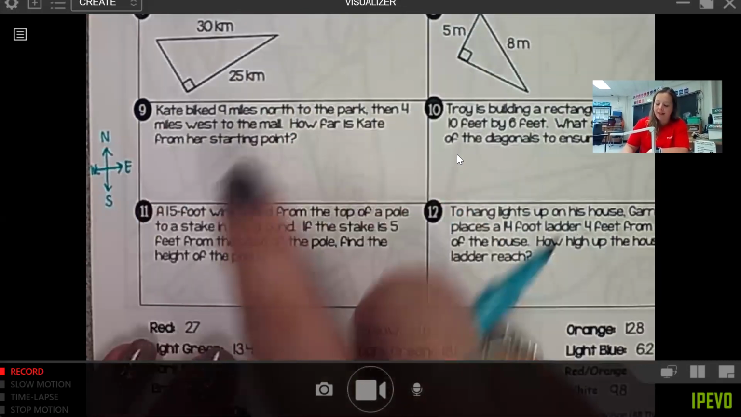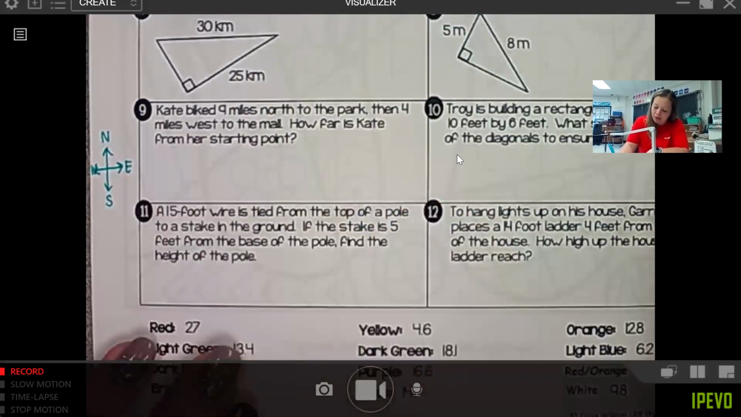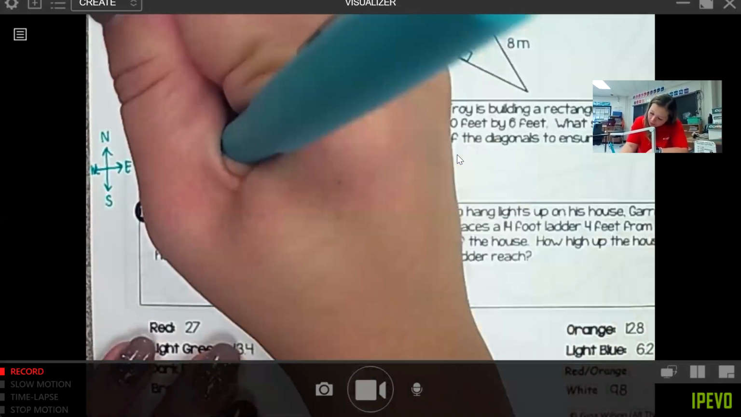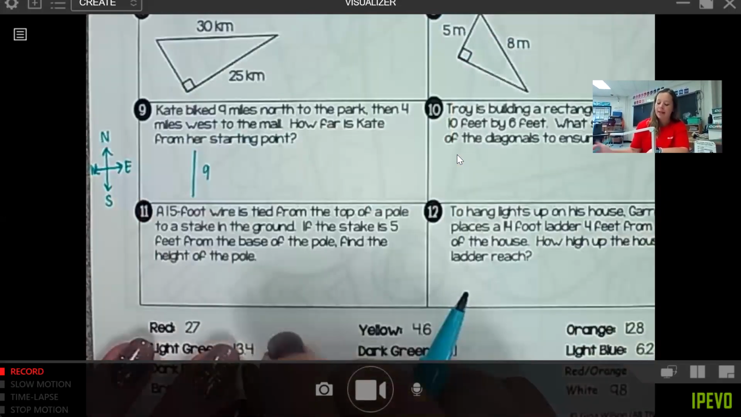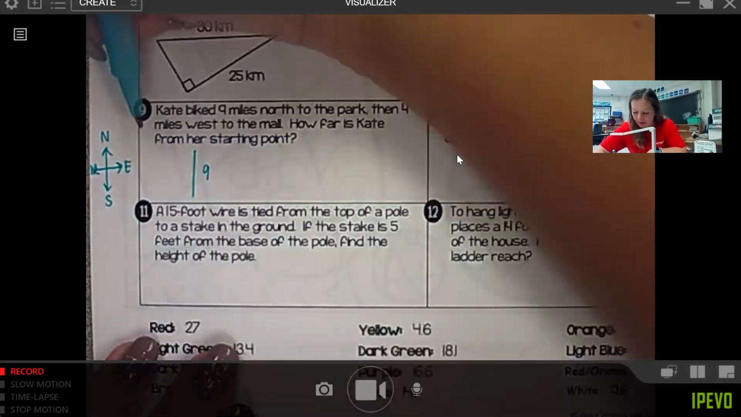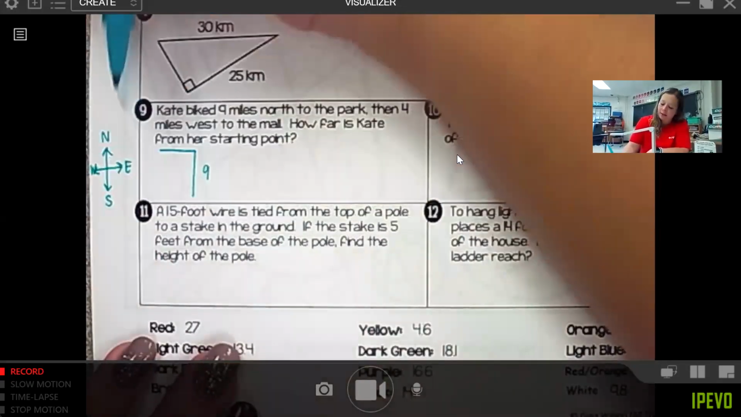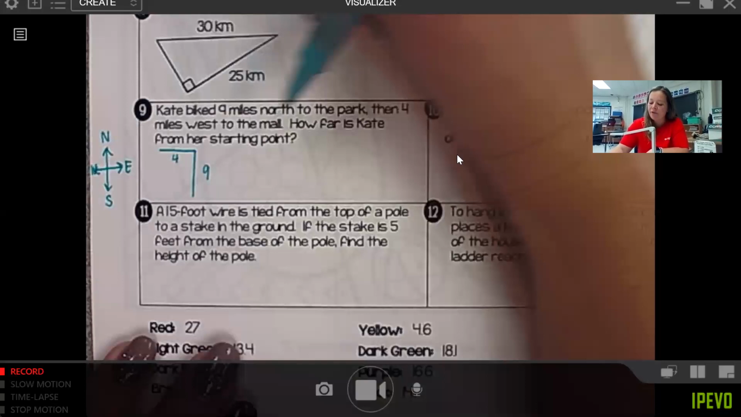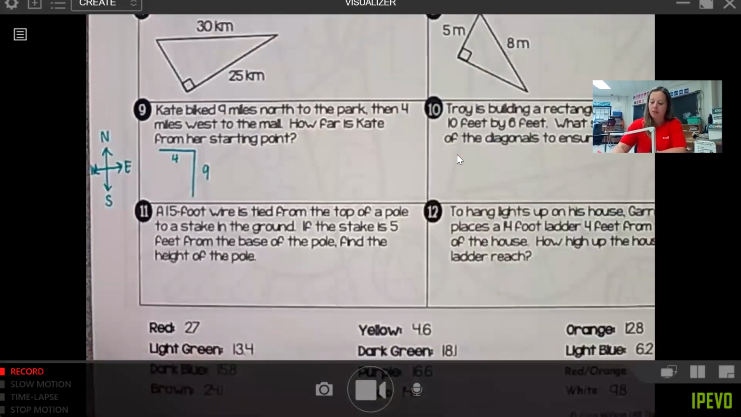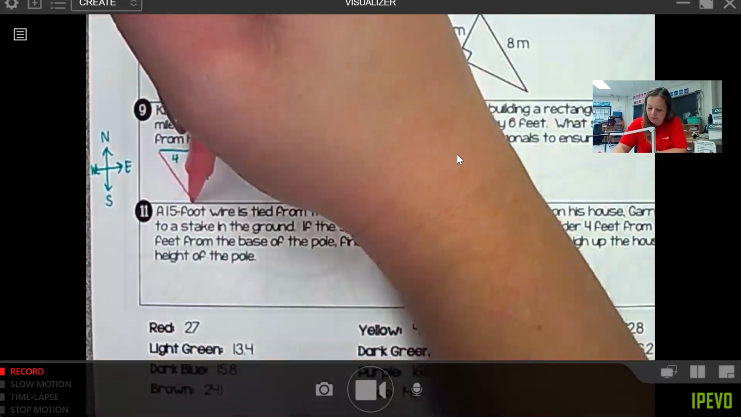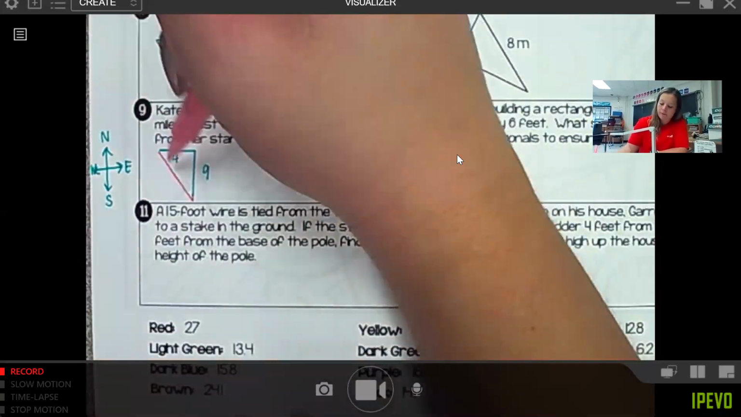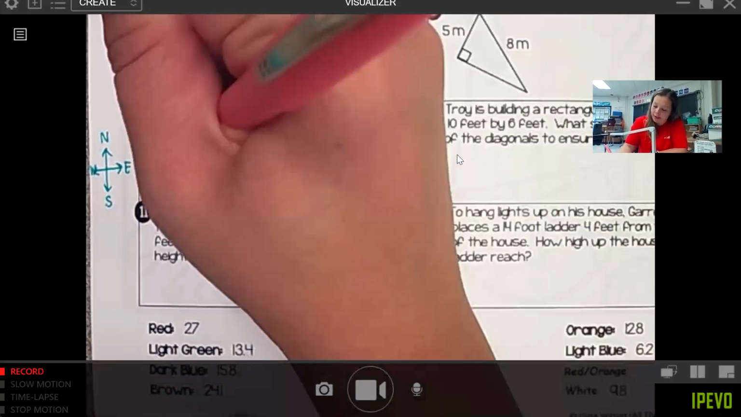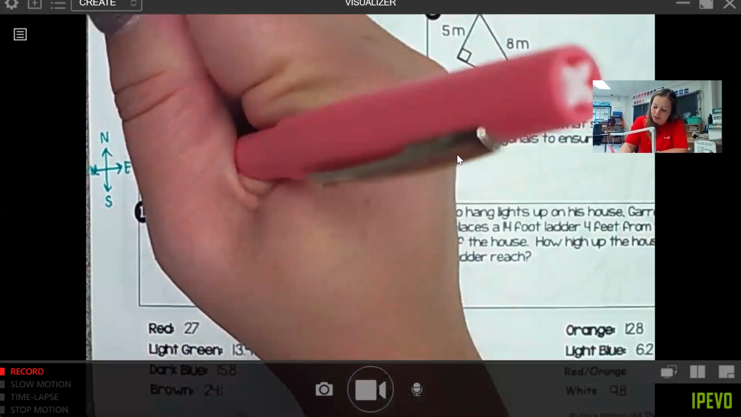And it says Kate biked 9 miles north. So north is directly up on the paper. And then 4 miles west. So if we look at our compass, the 4 goes this way. And it says, how far is Kate from her starting point? So we're going to make a triangle by connecting our starting point with our end point. You can see that it's a right triangle, and we are going to need to solve for C.